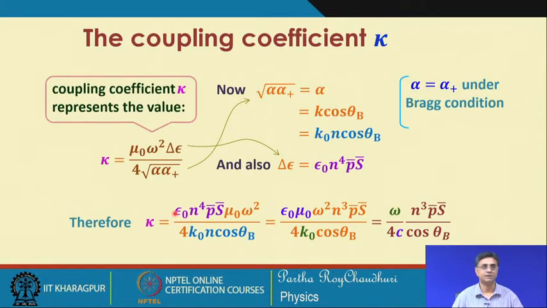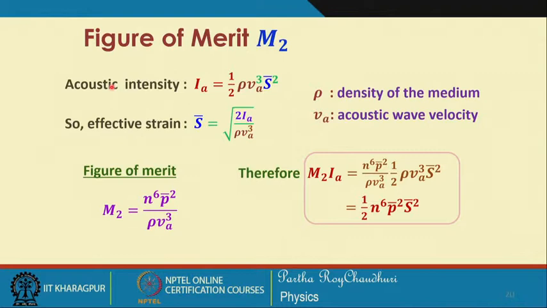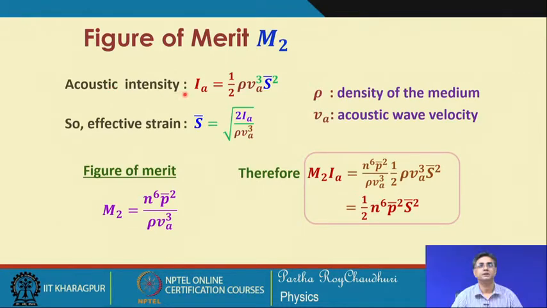The figure of merit is usually defined in this way: the intensity of the acoustic wave is given by Ia equal to half rho, and this is again known, where rho is the density of the medium, and this is the acoustic wave velocity which gets into this, and this is the effective strain square of that.